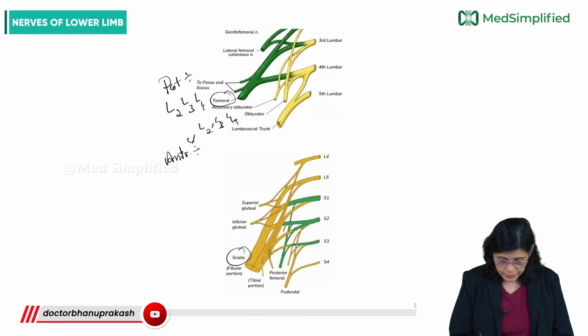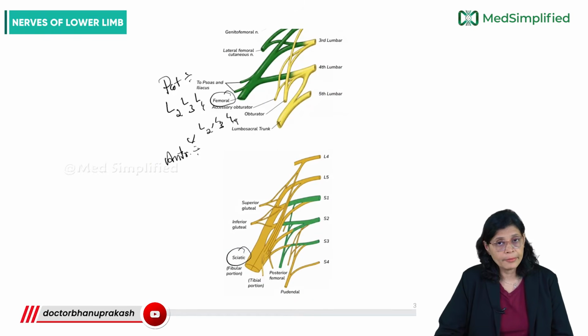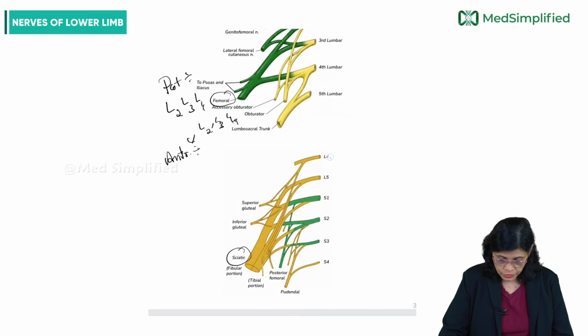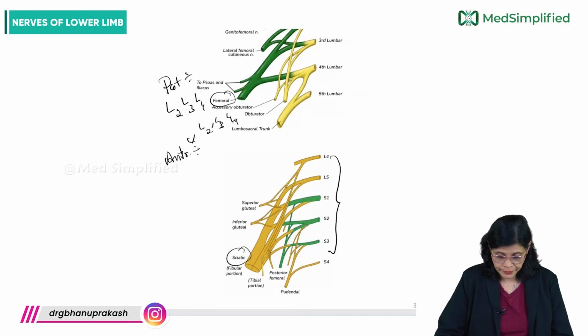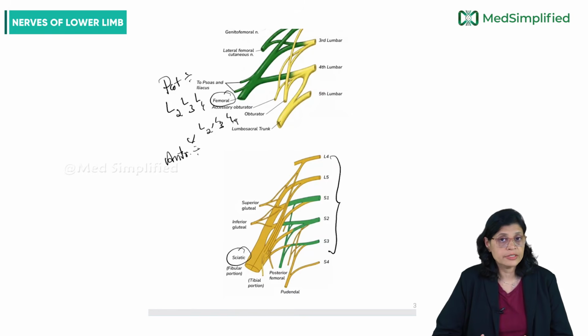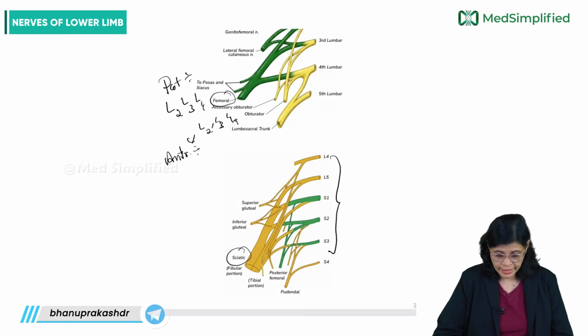The sciatic nerve is formed by the ventral rami of L4, L5, S1, S2 and S3. All of these join together to form the sciatic nerve. The tibial component of the sciatic nerve is formed by all of them, that is L4, L5, S1, S2 and S3, whereas the common peroneal component, which is otherwise also called the fibular part of the sciatic nerve, is formed by L4, L5, S1 and S2.